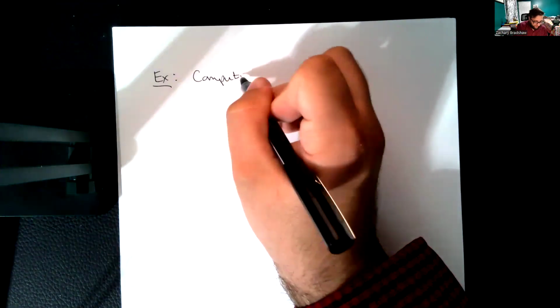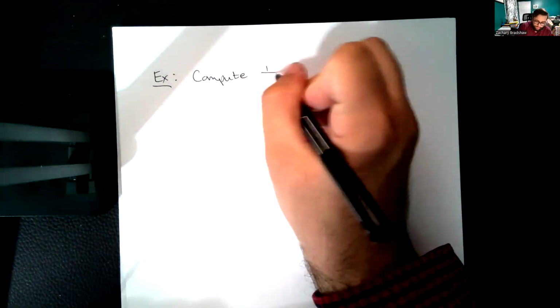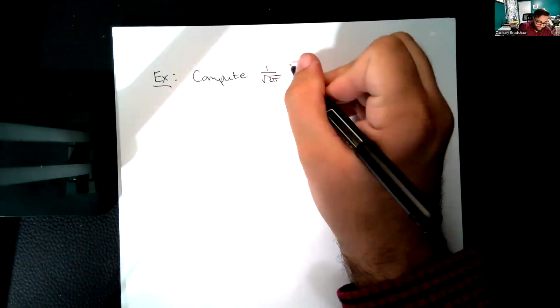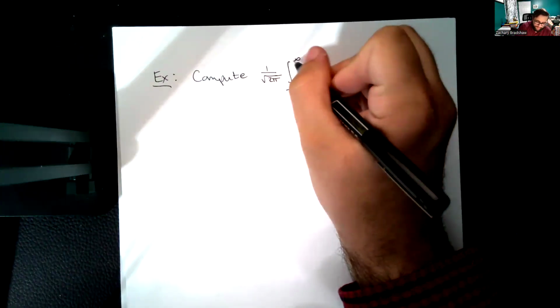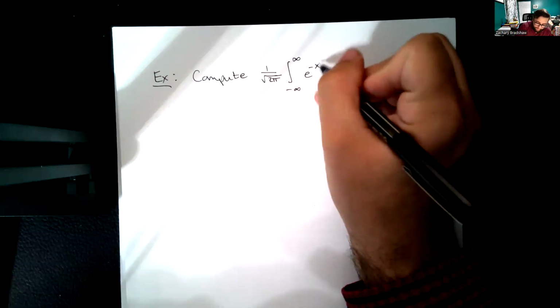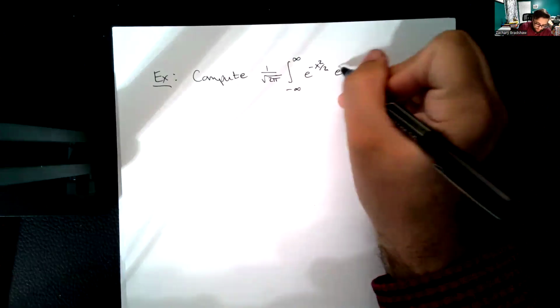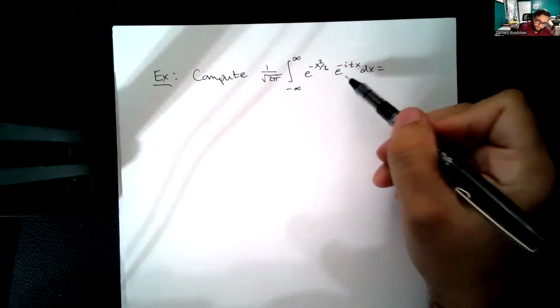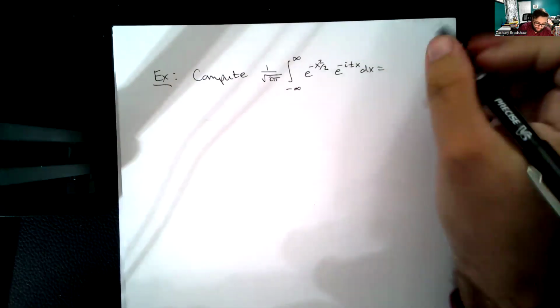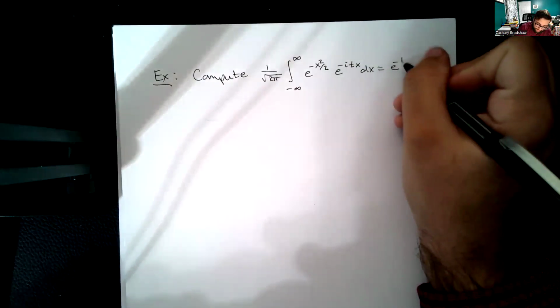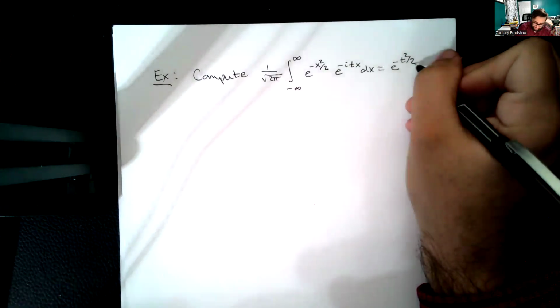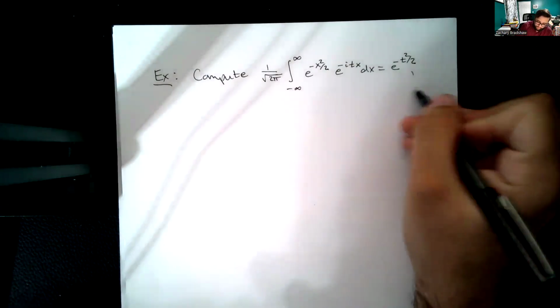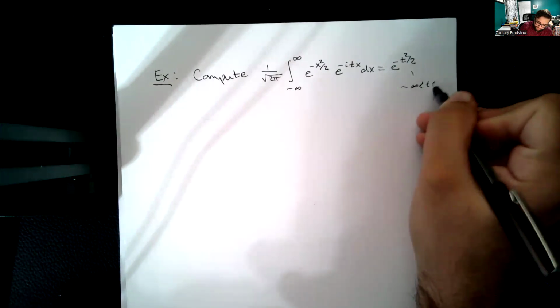So here is a nice example. Let's compute 1 over the square root of 2 pi times the integral from minus infinity to infinity of the Gaussian times a complex exponential, which you might recognize as the Fourier transform of the Gaussian. And this should be, in fact, a Gaussian. So this is for t between minus infinity and infinity.